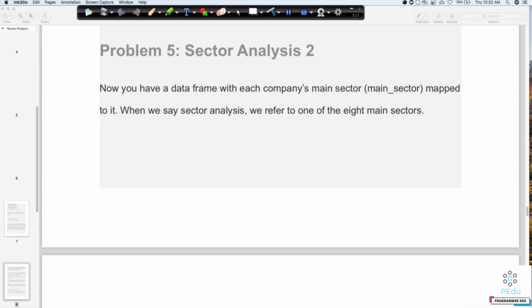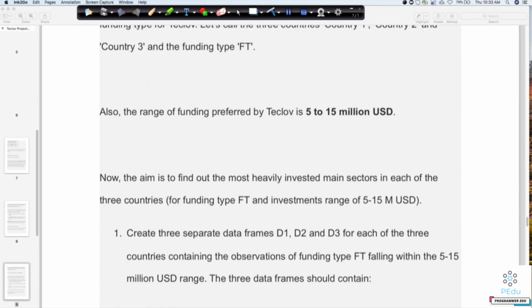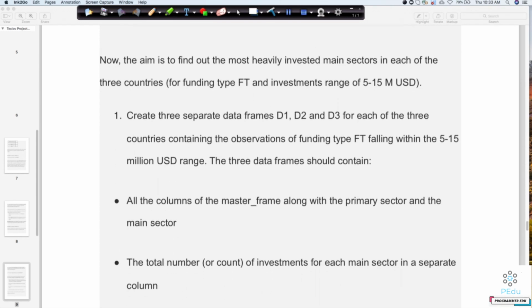Now it is going to get a little tougher. Now you have a data frame with each company's main sector mapped to it. When we say sector analysis, we refer to the 8 main sectors. Also, you know the top 3 English speaking countries and the most suitable funding type for Spark Funds. Let's call the 3 countries country 1, country 2 and country 3, and the funding type FT. Now remember that the company is preferring between 5 million to 15 million US dollars. Now the aim is to find out the most heavily invested main sector in each of these 3 countries for funding type FT, with an investment range of 5 million to 15 million USD.